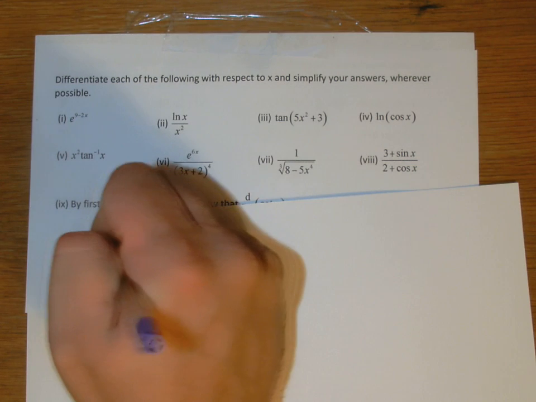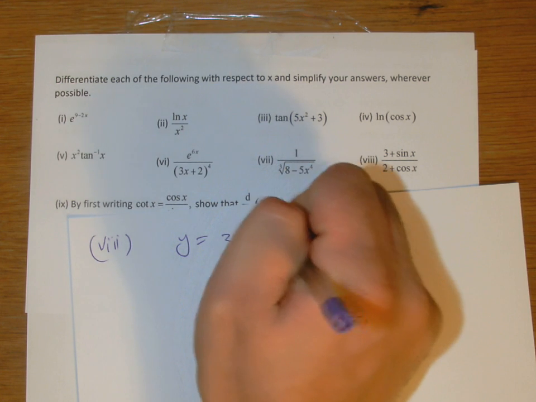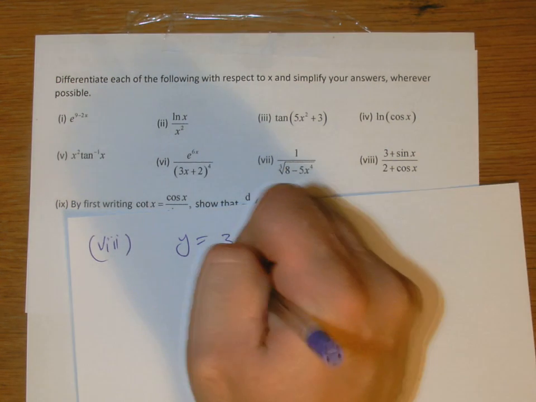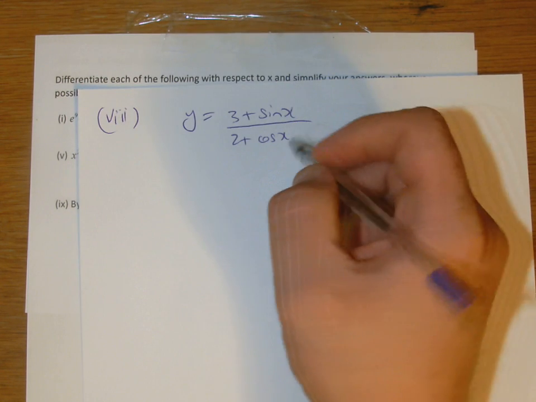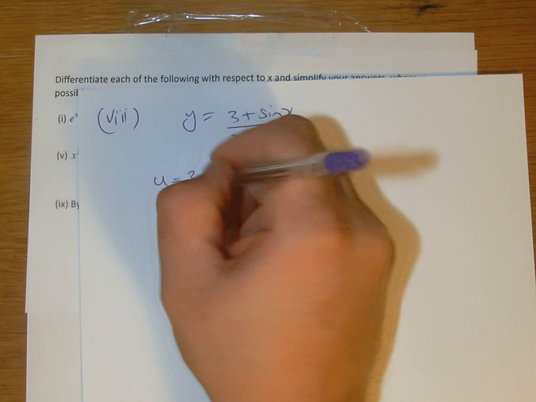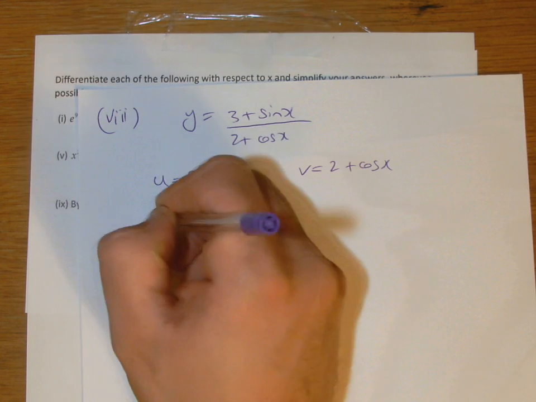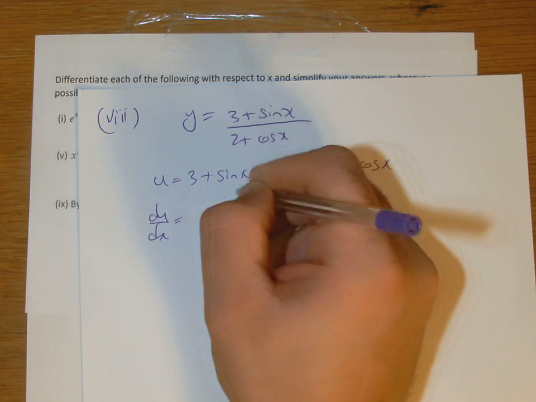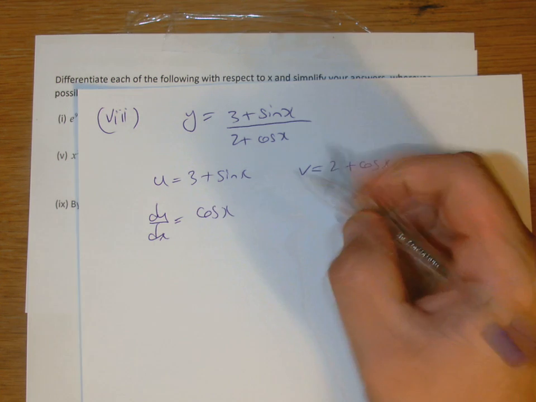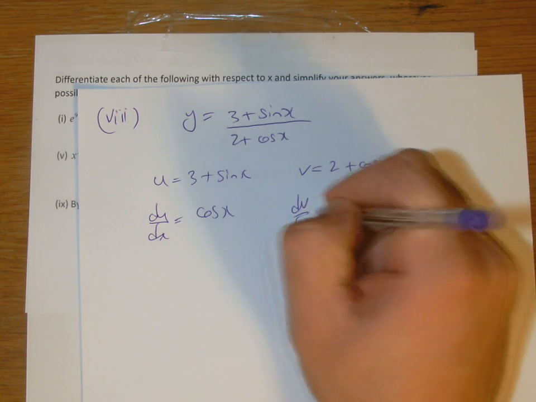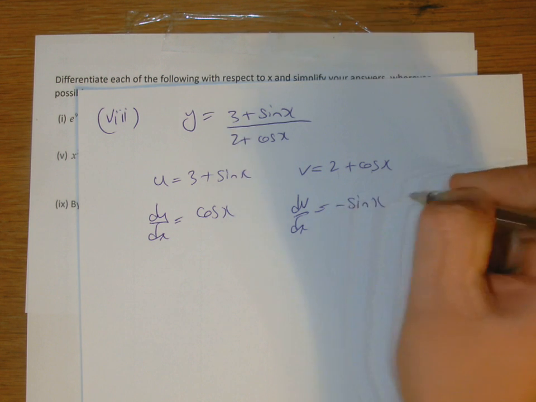Okay, question 8. y equals 3 plus sine x over 2 plus cos x. Okay, so here you've got quotient rule. So u will equal 3 plus sine x, v will equal 2 plus cos x. So du dx, differentiate this, you get cos x, because 3 disappears, sine x becomes cos x. Differentiate this, 2 disappears, cos x becomes minus sine x.